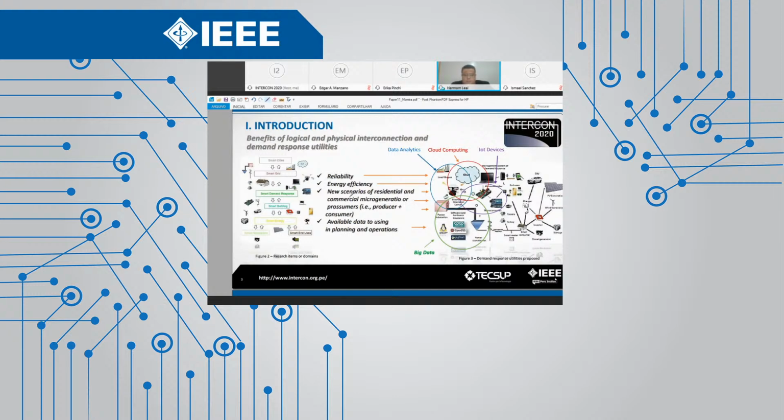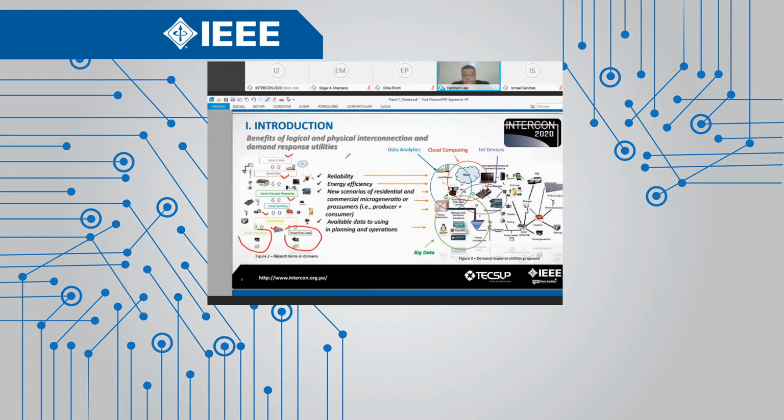Our work proposes to develop a system that can integrate and prove the benefits of logical and physical interconnection, demand response, and utilities, integrating the concept of smart cities, smart grids, smart demand response, smart building, and smart energy, integrating smart generation and smart end users, right?